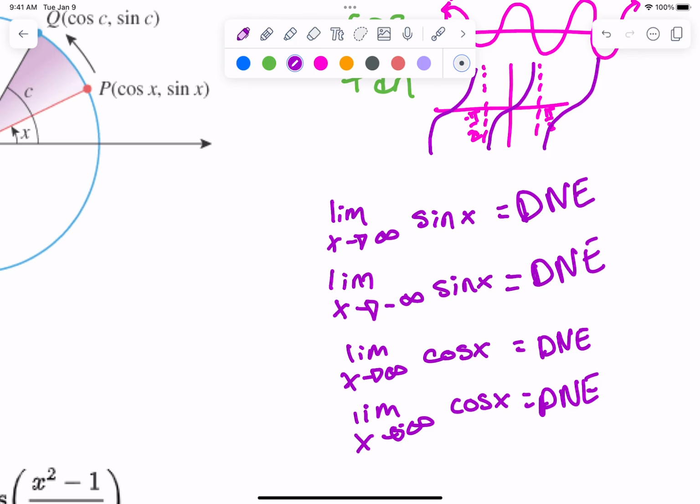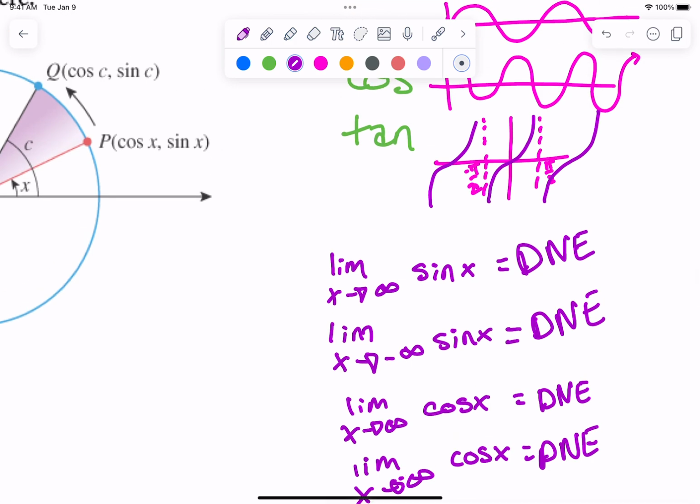Like, if x goes to infinity for tangent? Well, it's just positive infinity, right? I kind of wonder how they would do that. They don't ask us this. What'd you say? Tangent goes forever to the positive, do you think it'd be positive infinity? No, because on the left it would be negative infinity. But it stops.